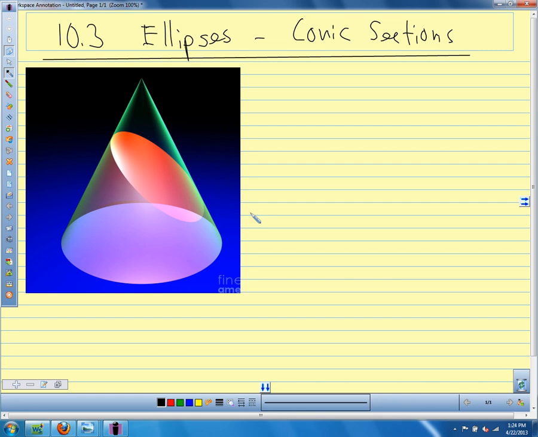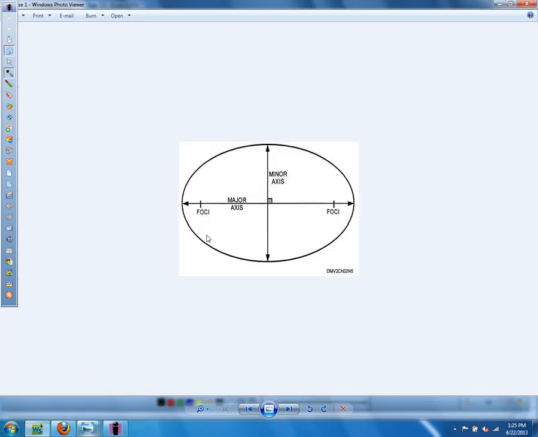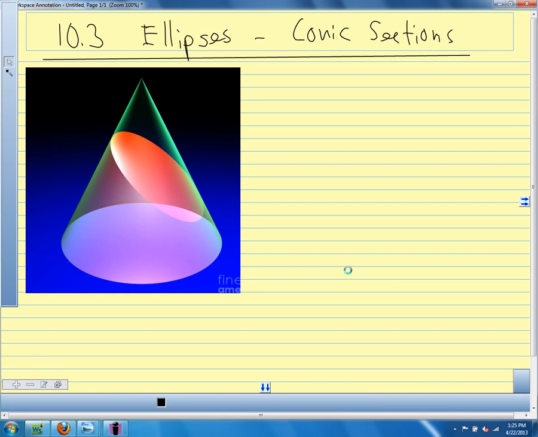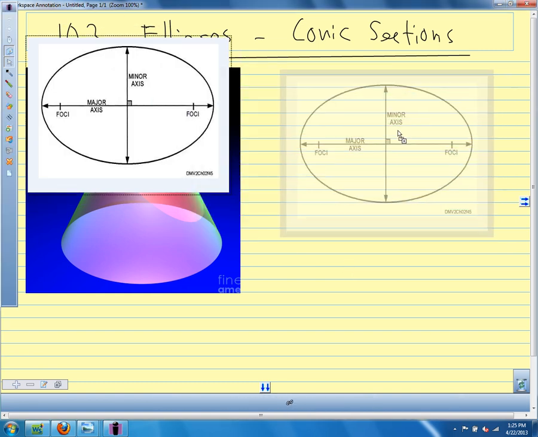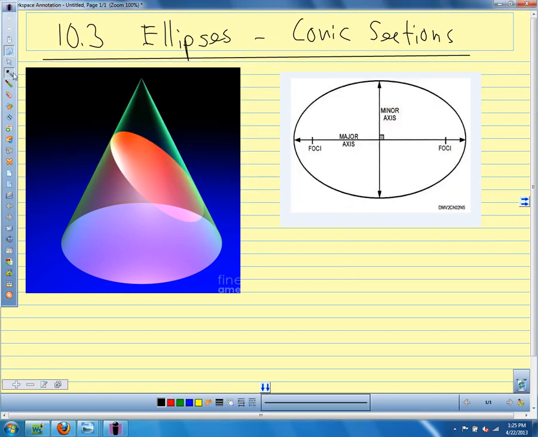What we're going to do with the ellipse is similar to what we did with the parabola, and we can make some definitions about the ellipse based on its shape. So let me grab an ellipse here, and we will talk about the definition of an ellipse. And then we'll talk about the math that we're going to do with the ellipse. So here's our ellipse, looking at it face on.